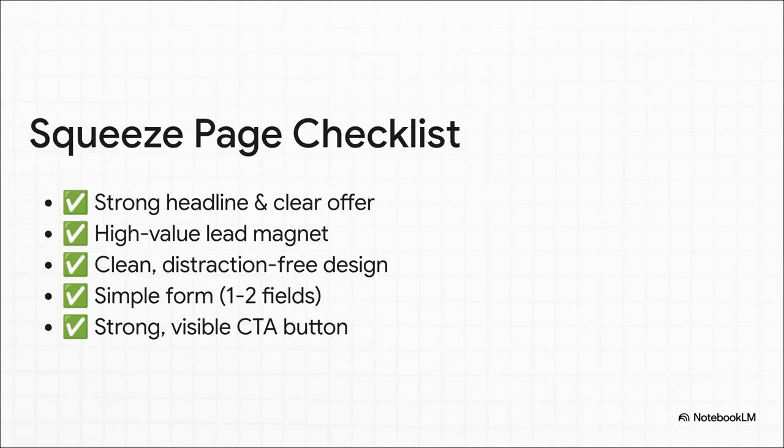And here it is. This is your final checklist for success. If you can nail these 5 points, you are going to be in fantastic shape. A powerful headline with a clear offer, a lead magnet that's truly high value, a clean and distraction-free design, a super simple form, and a standout call to action. That's the formula. That's what works.